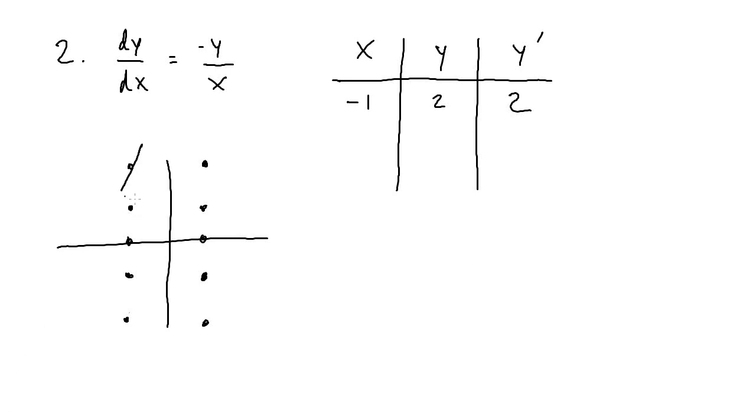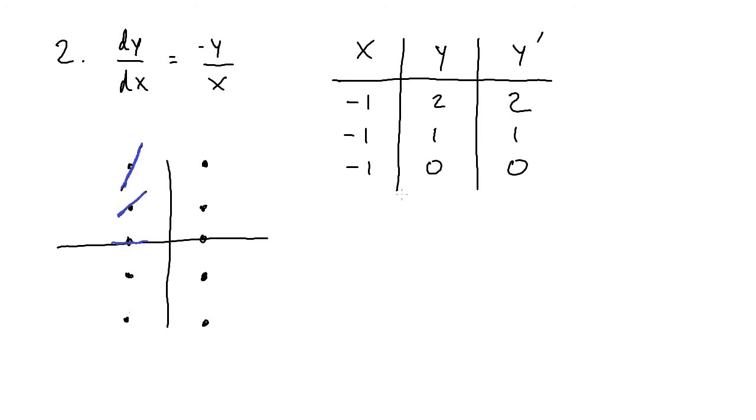Now let's try the point negative 1, 1. If I plug that into the differential equation, we'll get negative 1 over negative 1, so we'll get 1 as our slope. It looks something like this. And then let's try negative 1, 0. When I plug that in, we get 0 divided by negative 1, so we'll just get 0. At that point, the slope will be 0.